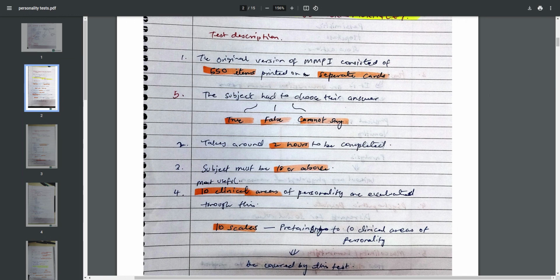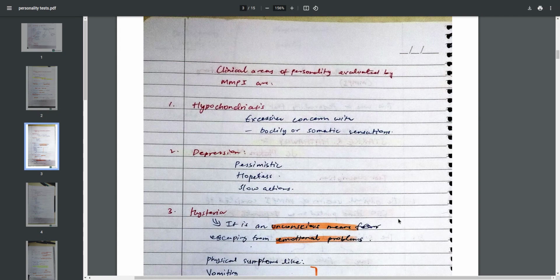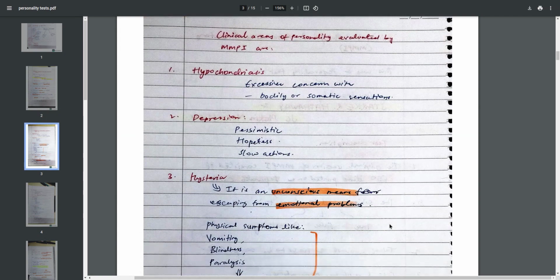This test measures the 10 clinical areas of personality, the important areas which determine one's personality. These are measured by 10 scales pertaining to the 10 clinical areas. So the 10 clinical areas of personality are, this we just have to learn in brief. First, hypochondriasis. This is excessive concern with bodily or somatic sensations, like people who obsessively Google their symptoms and fear that they have a very dangerous disease. That is called hypochondriasis. Hypochondriacal, they say. This is the exact term for it.